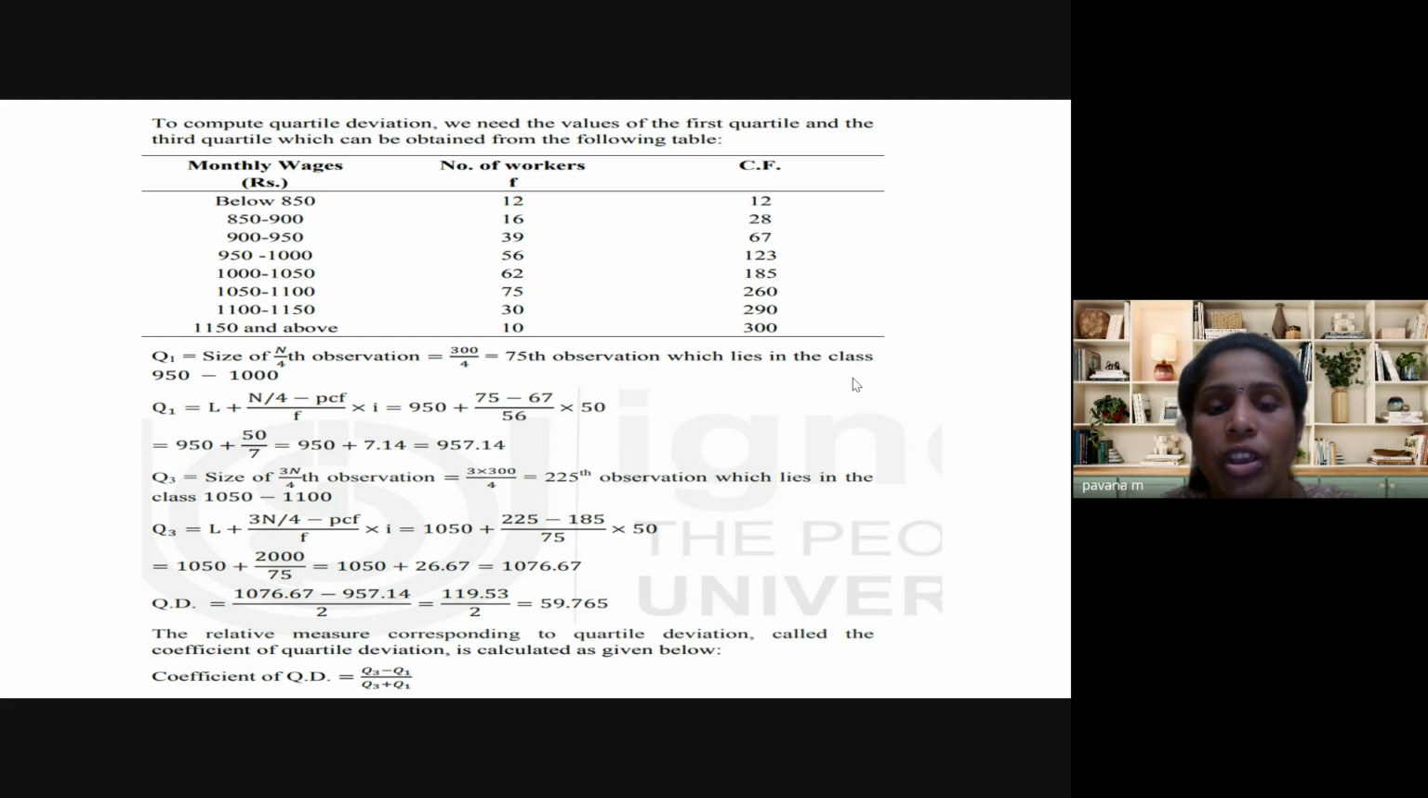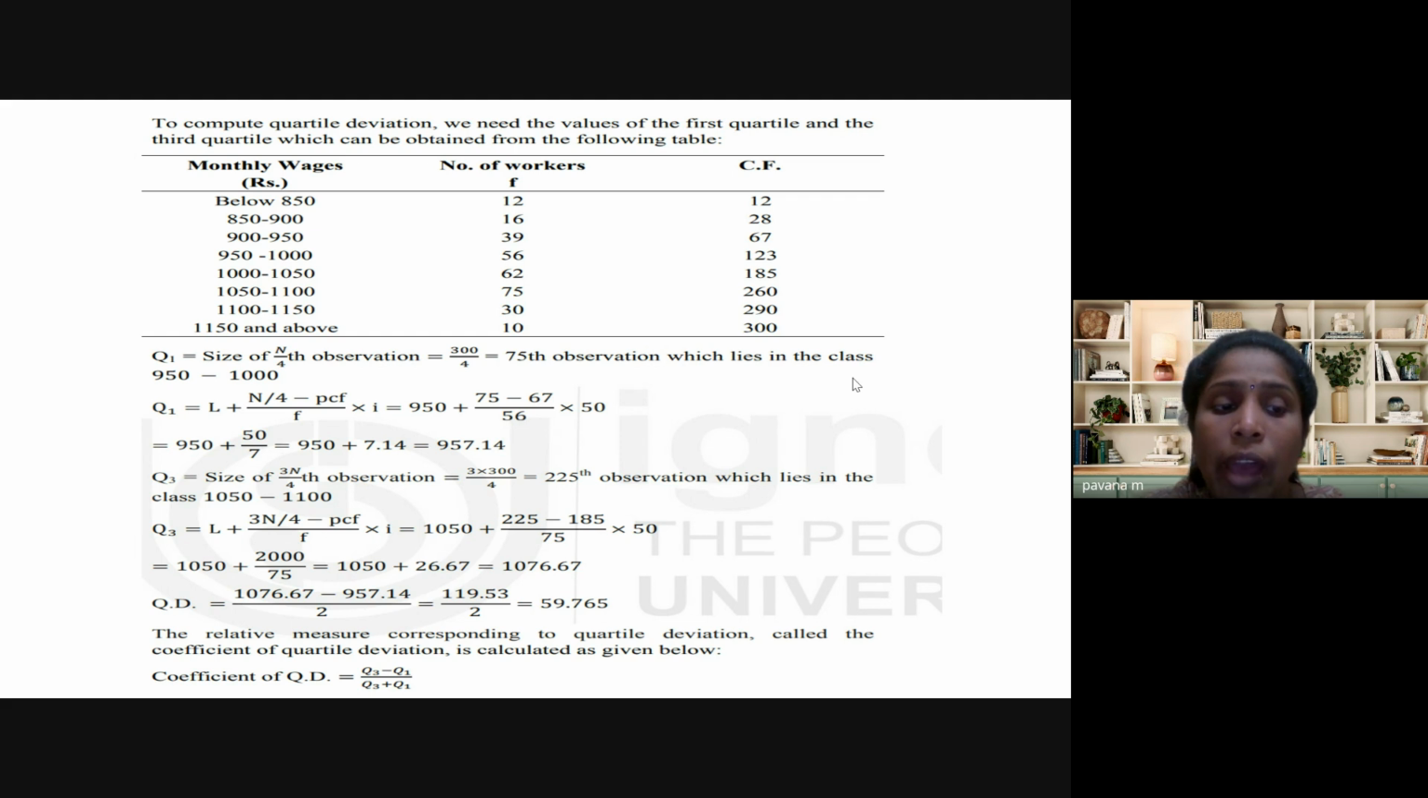So for the 75th observation, in cumulative frequency you have to consider which class it comes under. The first cumulative frequency value is 12, second is 28, third is 67, fourth is 123. The third class goes up to the 67th observation. From the 68th observation to the 123rd observation, all these lie in the interval 950 to 1000, where the frequency is 56 and cumulative frequency is 123. The 75th observation lies in this level.